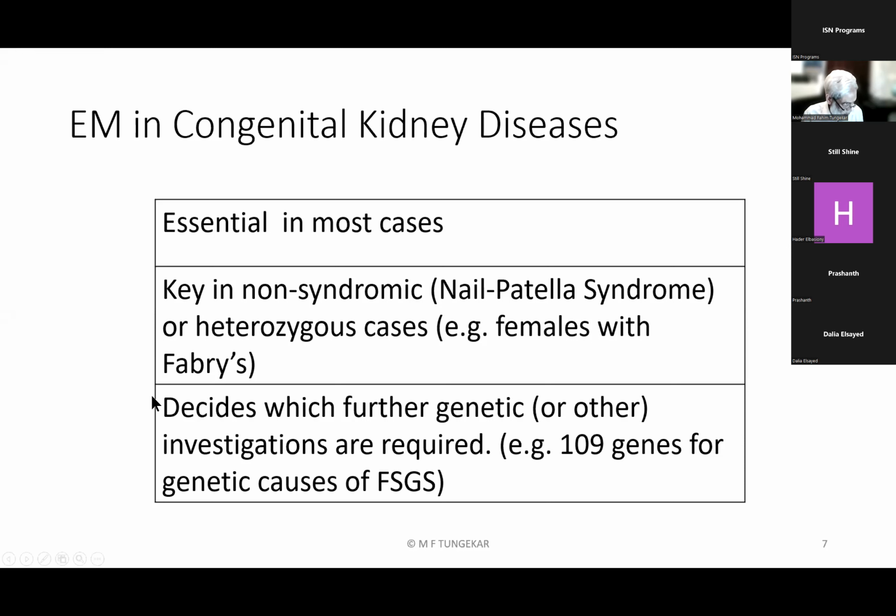And also, EM often helps select which further genetic or other investigations are required. Take the example of FSGS. A total of 11% of all FSGS cases will have genetic abnormalities underlying them. But if you look for the genes, there are approximately 109 genes which underlie FSGS. You can't look for 109 genes in an individual case. If you do EM, that will narrow down the genetic investigation to fewer genes, and then it becomes more logical and practical to do it. So EM makes it more logical to undertake further investigation.